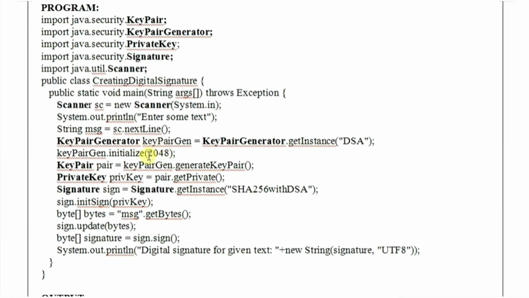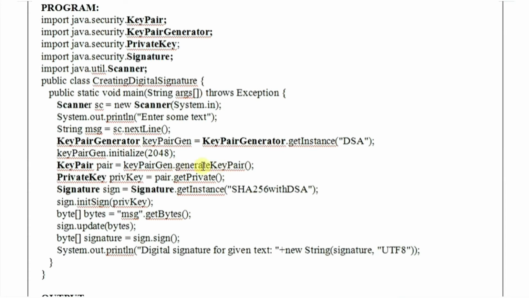If the user does not explicitly initialize the KeyPairGenerator, each provider must apply a default initialization. For example, the Sun provider uses a default modulus size or key size of 1024 bits. In our example, we initialize the KeyPairGenerator to generate keys of 2048 bits in size. This line of code will generate the pair of keys.